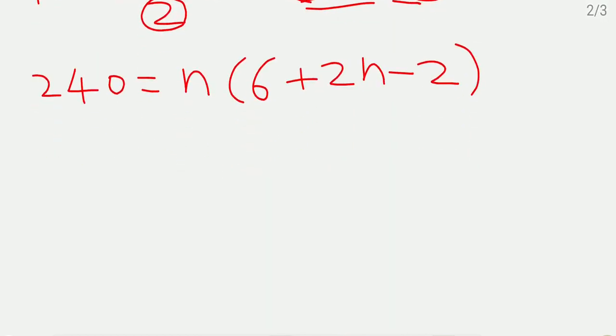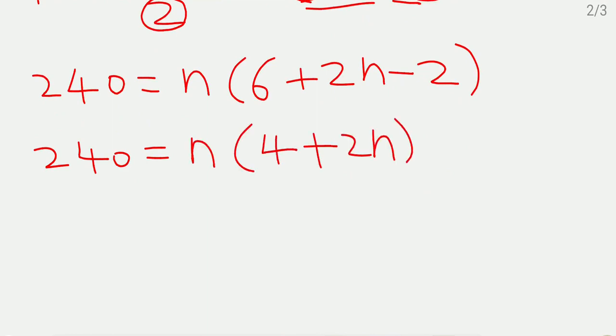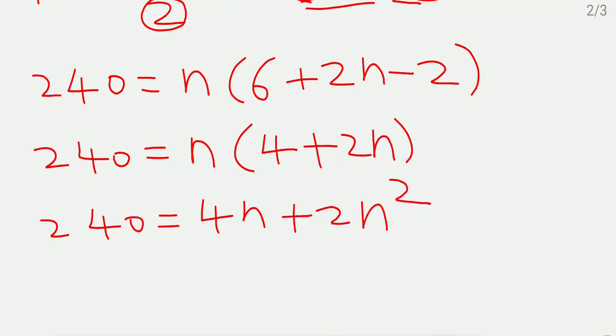Okay. So here 240 is equal to n into 6 minus 2 is 4, 4 plus 2n. Now once again 240 is equal to 4n plus 2n square. Now just observe, all the numbers are divisible by 2. So to the whole equation, we will divide it by 2. Okay, so what will happen here? 120 is equal to 2n plus n square.